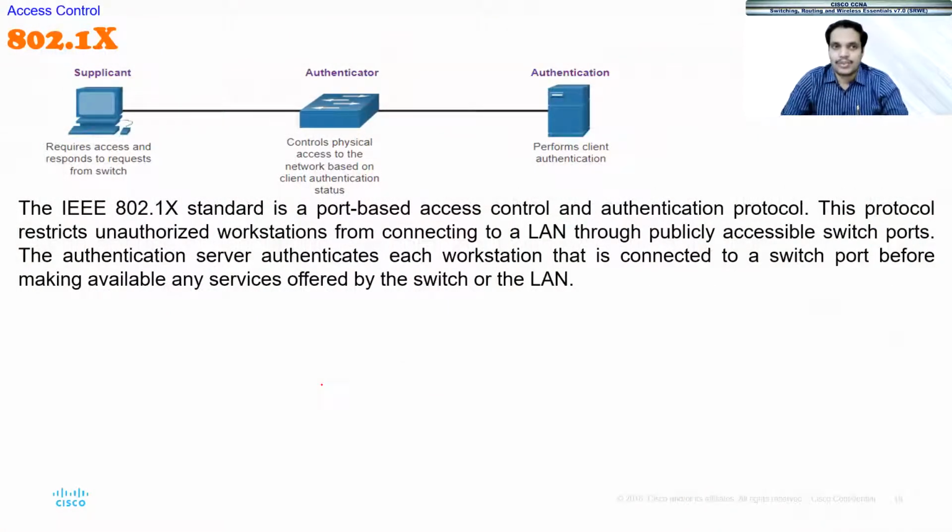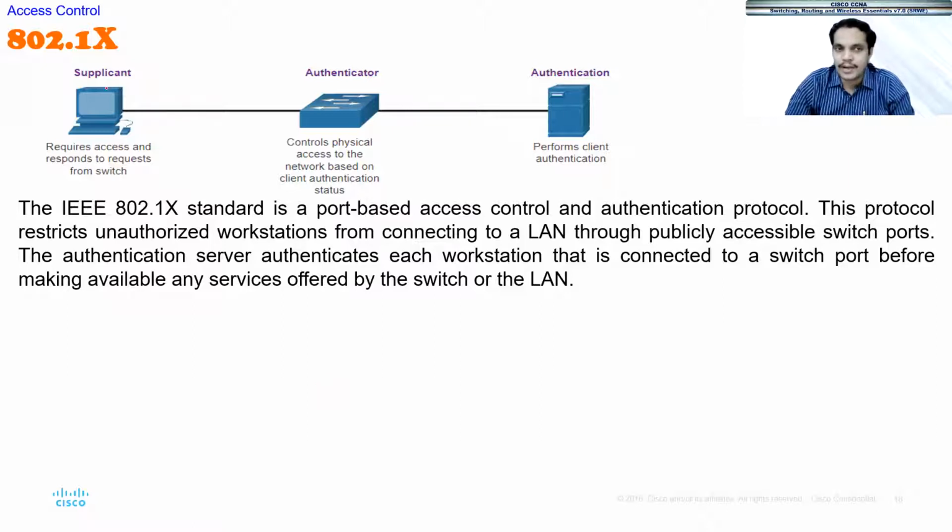The other way of doing it is through 802.1x. This is an IEEE standard, which is a port-based access control and authentication protocol. This protocol restricts unauthorized workstations from connecting to a LAN through publicly accessible switch ports. We talked about switch ports earlier. The authentication server authenticates each workstation that is connected to a switch port before making available any services offered by the switch or the LAN. So whatever device is being connected to whichever switch port, we have to first verify them. And only after authenticating those devices can the switch provide the services.